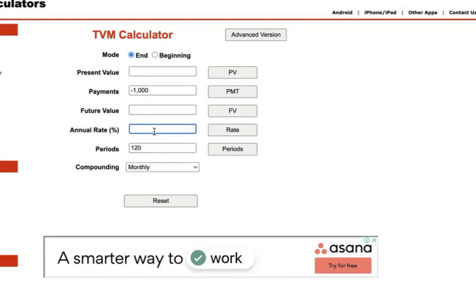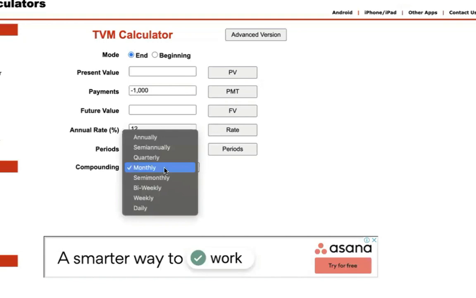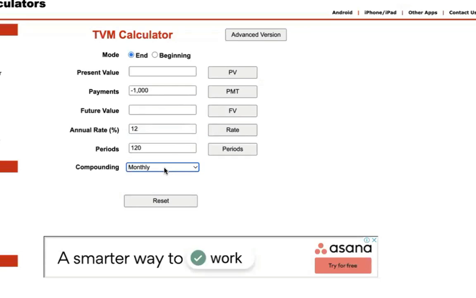Now, as I said, the annual rate should be given. So let's say the annual rate is given at 12% and compounded monthly, because we're going to compound it monthly since we're paying monthly, right? So now you want to know what is the future value of that amount. Magkano yan in the future? In 10 years. So if you click FV, that will be the value of 1,000 monthly payments, 12% rate, 10 years. It will be 230,000 in 10 years.